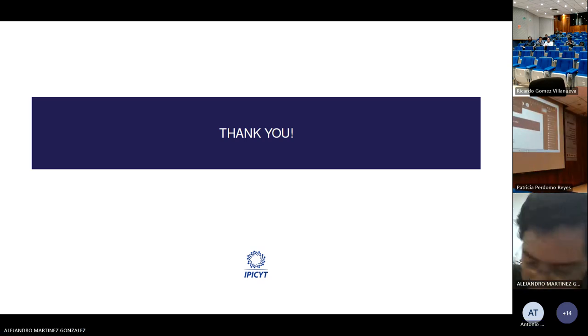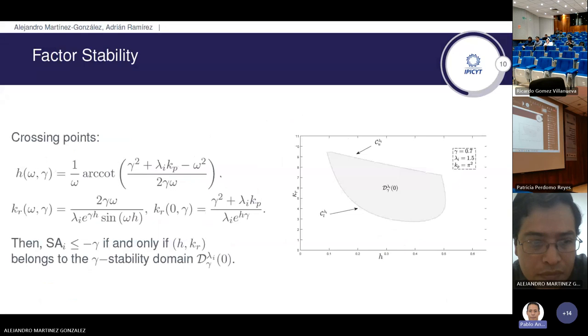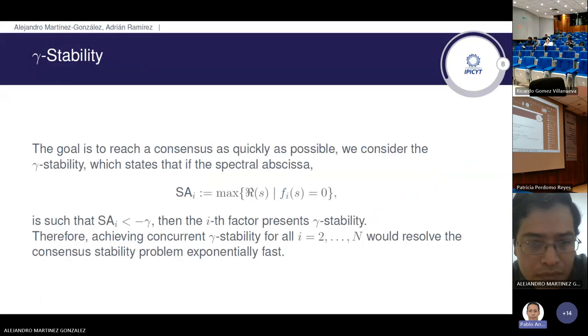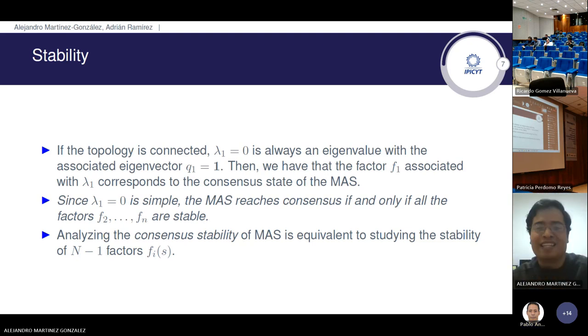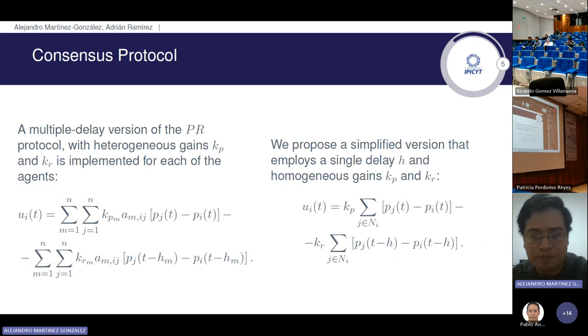Thank you very much. Thank you for your presentation. I have two simple questions. The first one is about the condition of the topology. I understand that the graph must be undirected and connected, right? Yes. But what about the weights? Can it be weighted? We assume that the weights are one.